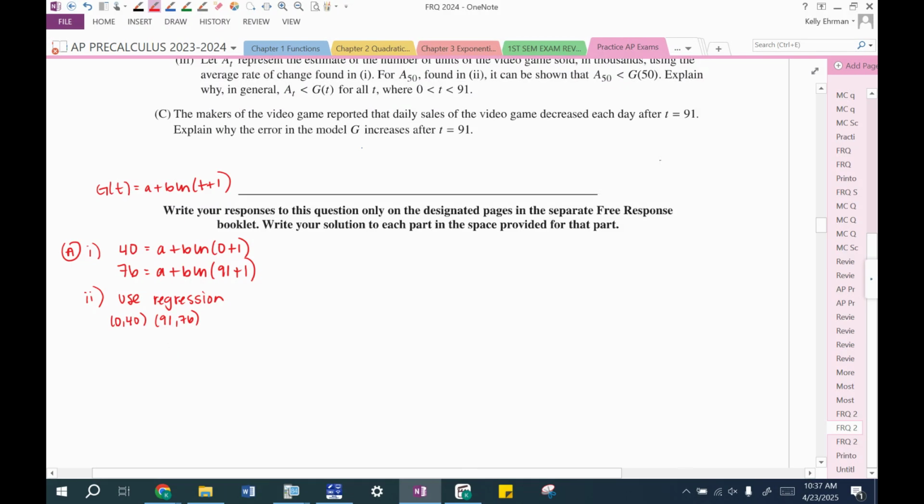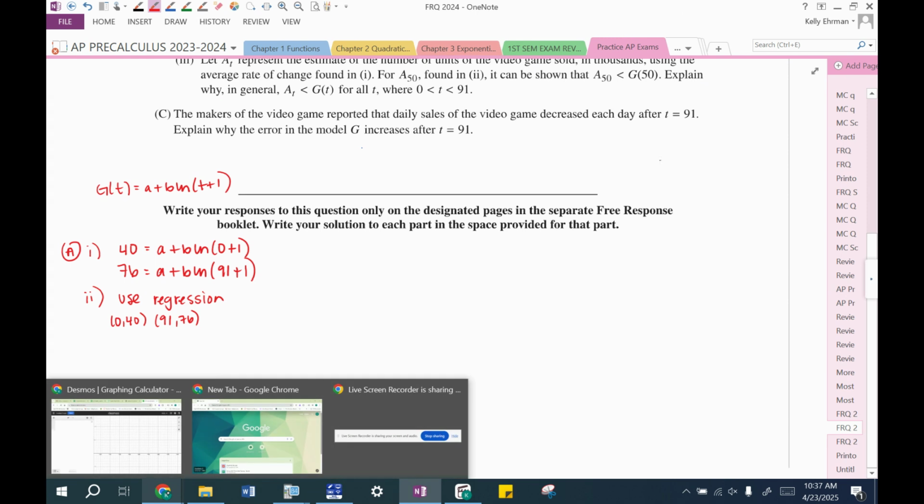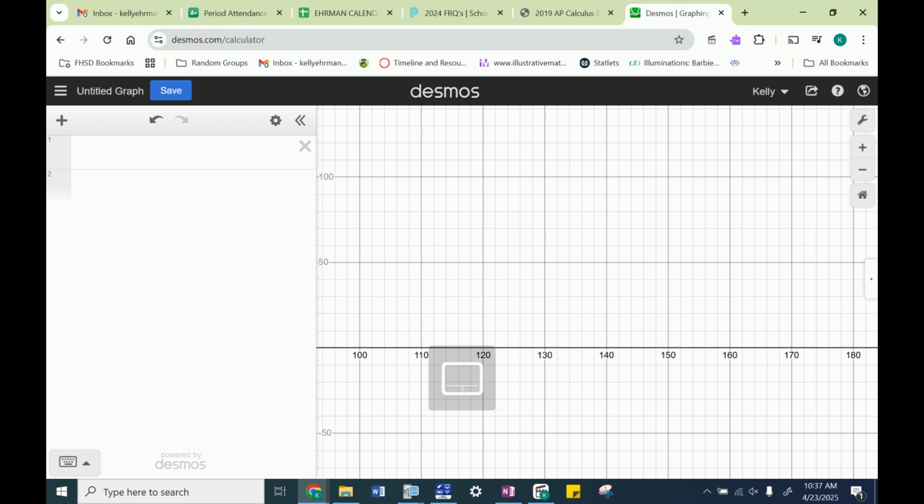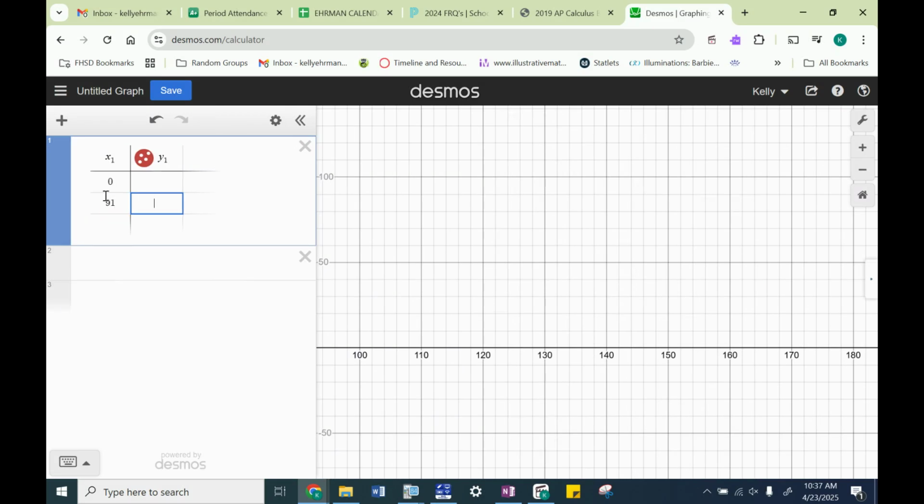If you use Desmos instead, you can tailor the Desmos equation to give you exactly what you want. So here's what I mean by that. Let's switch over to Desmos. I first want to enter the 2 points into a table. To do that, you're going to click the plus sign, table. Our first input was 0. Our second input was 91. Our first output was 40. Second output was 76.